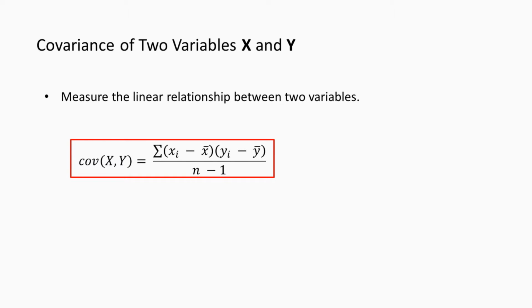Then we will talk about the covariance of two variables x and y. Covariance measures the linear relationship between two variables. This is the equation for covariance between x and y: sigma (xi minus x bar) into (yi minus y bar) divided by n minus 1. Values of the covariance vary from minus infinity to plus infinity.